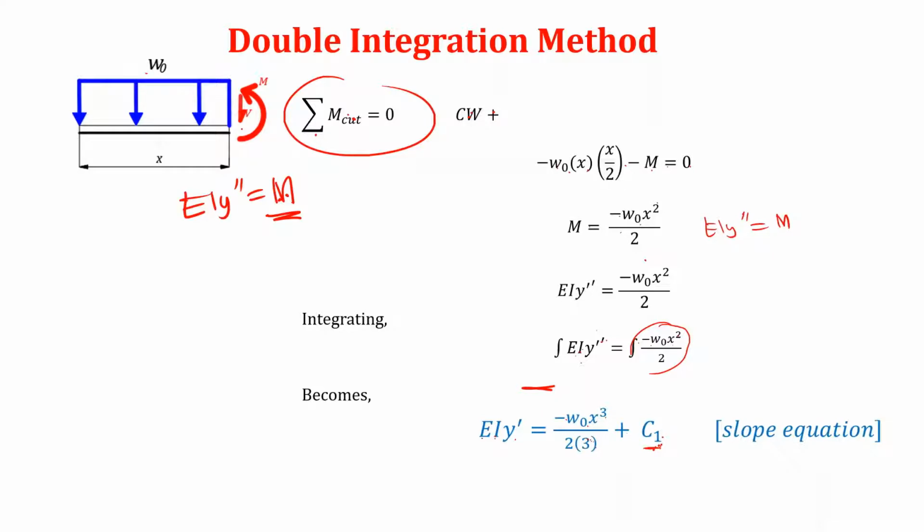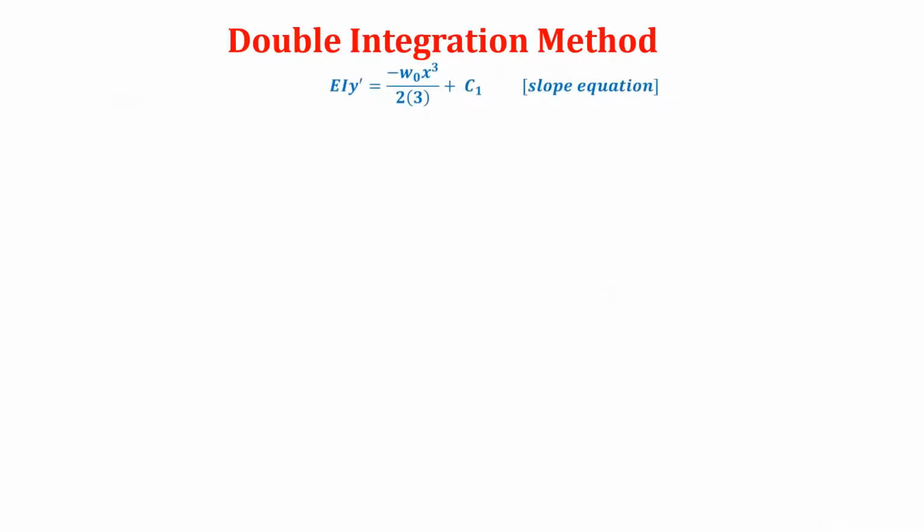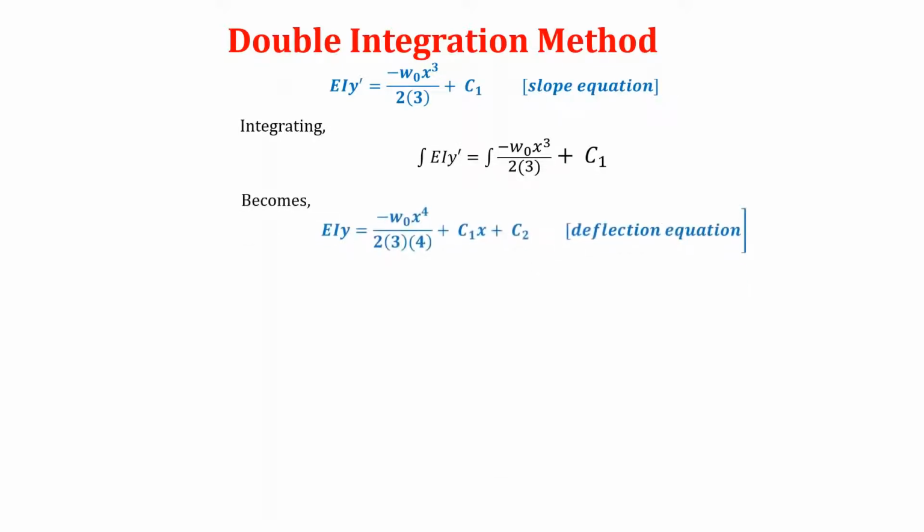But the question is not about slope. The question is about deflection. So we have to integrate this further. Integrating the slope equation again, we have EI y equal to negative w0 x to the 4th over 2 times 3 times 4. Only the power formula is followed here. Plus C1 x, since C1 now gets an x, plus C2. This one is what we call the deflection equation.